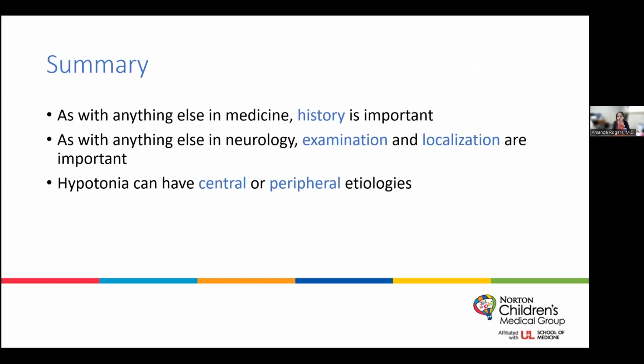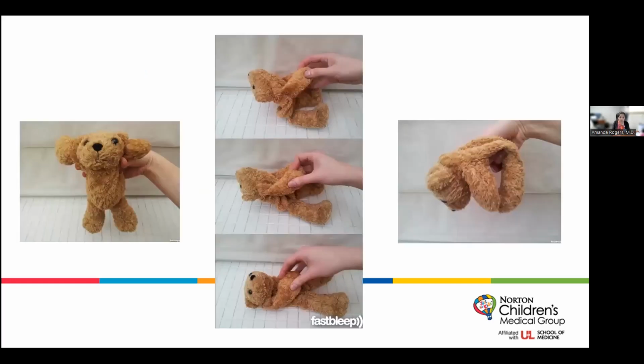So really, ending this talk with that, as with anything else in medicine, history is extremely important. As with anything else in neurology, exam and localization are important. And unlike what we were taught in med school, hypotonia can have central and peripheral etiologies, where in babies, central hypotonia tends to be a majority of the etiologies. And that is it.